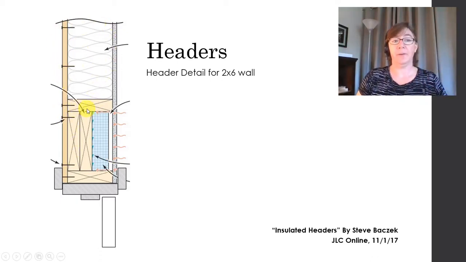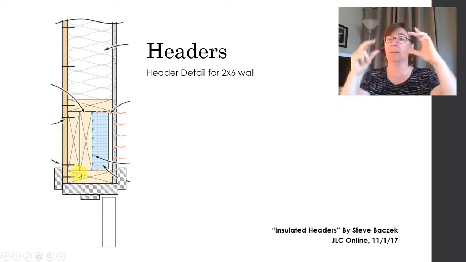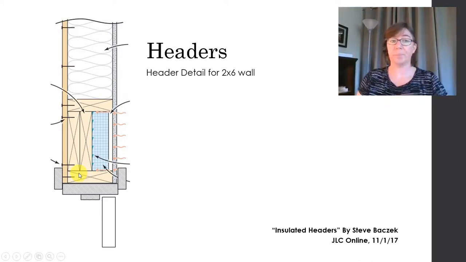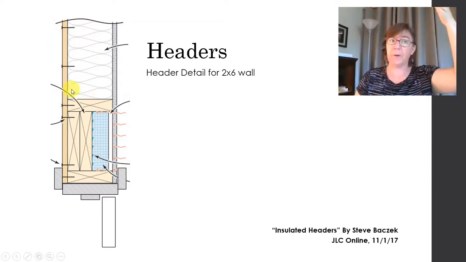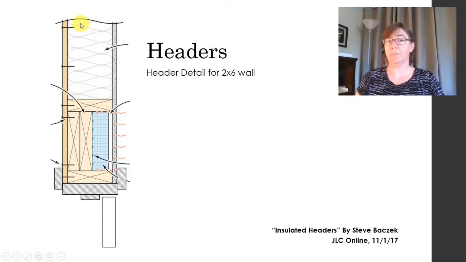So what we've got here is our double 2x header. It's the same structural piece that would be in a 2x4 wall, only now it's sandwiched at the top and bottom by this 2x6 turned horizontally, leaving a big gap or a void here, which is an opportunity to place some insulation. Here is the wall above your door, and remember that there's insulation in that cavity also.